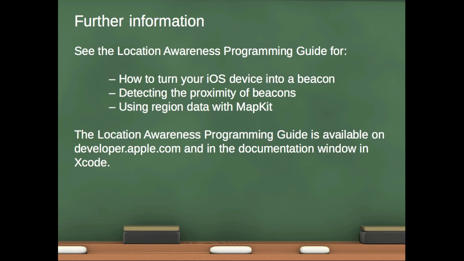So for further information on this, and we'll also have a very short demo that shows you some code, but for further information, specifically how to turn the iOS device into a beacon itself, and detecting the proximity or the distance between the device and the actual beacon source, and also how to use some region data within MapKit, see the Location Awareness Programming Guide. Now, this is available on developer.apple.com and also inside Xcode within the documentation window.